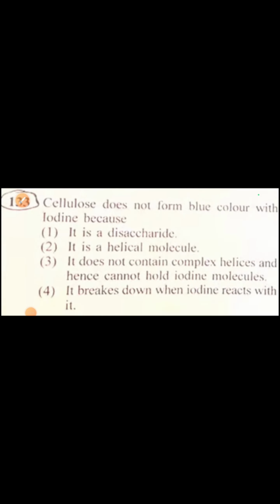Cellulose does not form blue color with iodine because cellulose is a simple chain of glucose and it has no helices. Why does starch give color? Because when iodine gets trapped in the helices of glucose, it shows its blue color. So the options: it is a disaccharide. No. It is a helical molecule. No, it's not a helical molecule. Third: it does not contain complex helices and hence can't hold iodine molecules. So the correct option is third. When it can't hold iodine, how will blue color form, since iodine is responsible for blue color formation. So the correct option will be third.